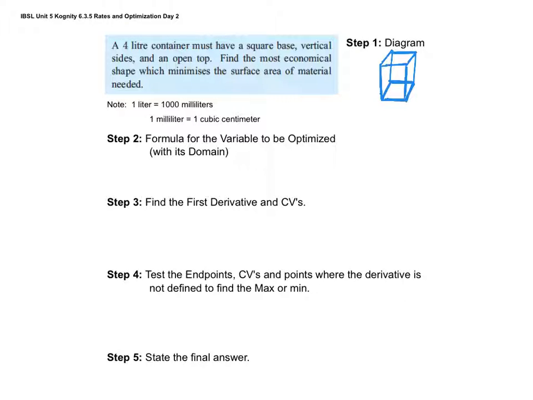Now, what do I know about this? What am I told about this thing? Open top. Open top, okay? So when I'm calculating surface area, do I count both bases? No. No, okay? Open top. What else do I know?